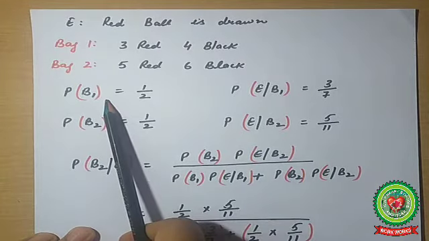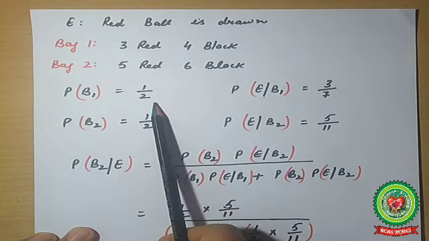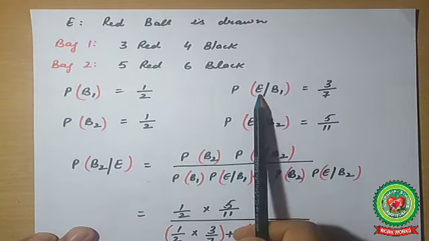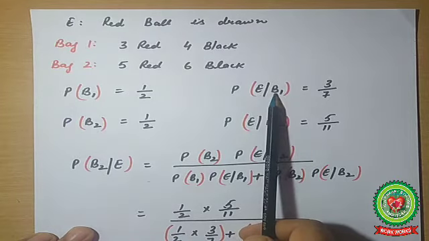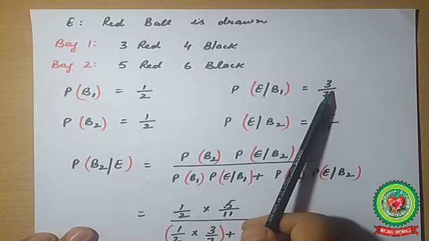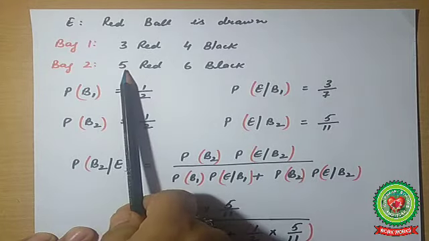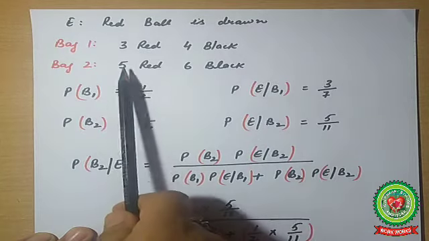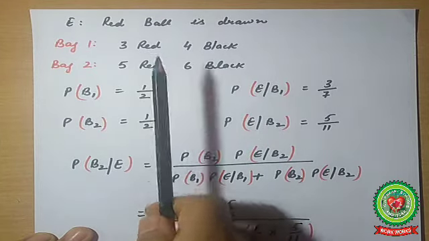P(B1), because 2 bags are there, will be equal to 1 by 2. In the same way, P(B2) is 1 by 2. With the condition B1, how many red balls are there for E? 3, so 3 by 7. How many red balls are in bag 2? 5, so it will be 5 by 11, because a total of 11 balls are in bag 2.